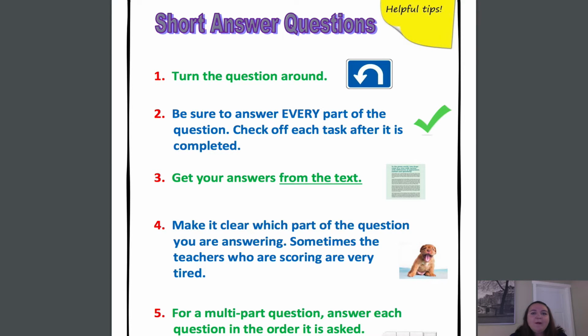Number 3, get your answers from the textbook if you need to. Maybe don't copy them right out of the text, restate them in your own words, but a lot of the time the answers are in the textbook, so you don't need to be making up your own.